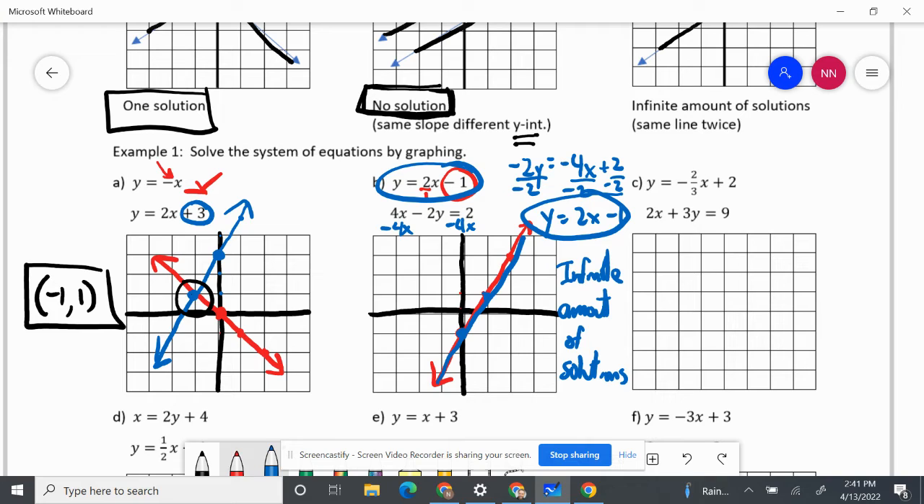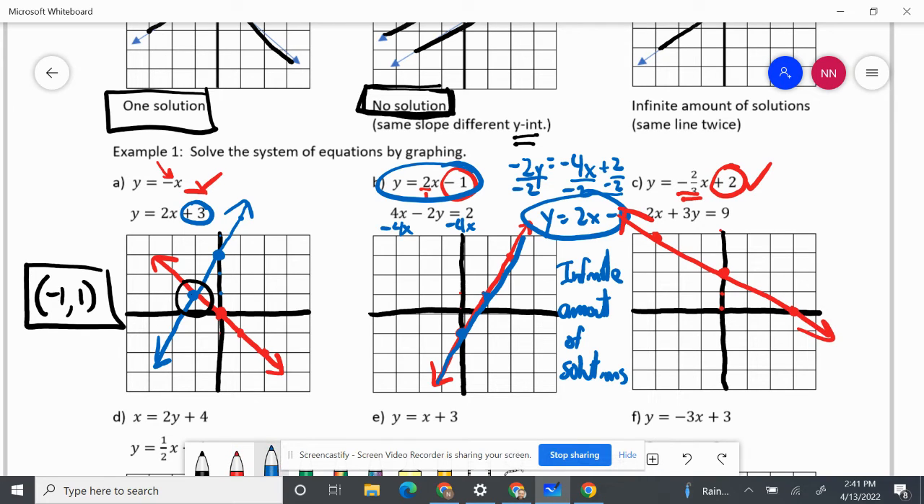And then for the third one, once again, we're going to start with our first equation. Our y-intercept is 2, so we plot a point at 2. Our slope is negative 2/3, so we go down 2, to the right 3, or we could go up 2, to the left 3. We draw our line.